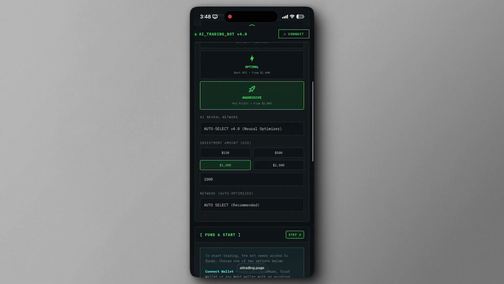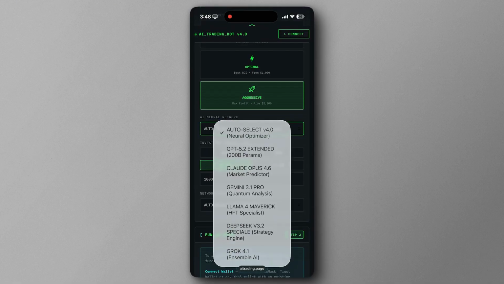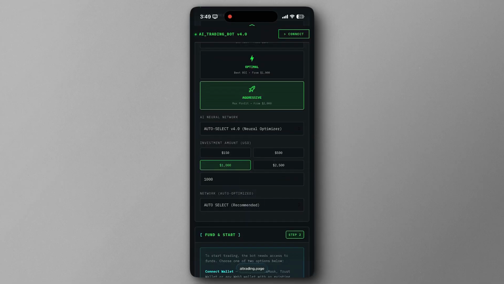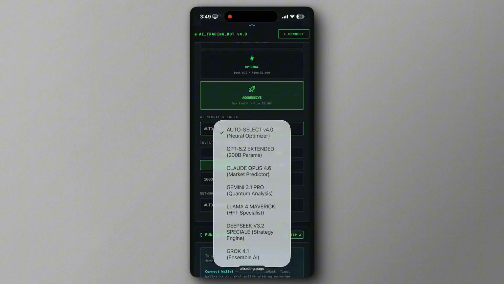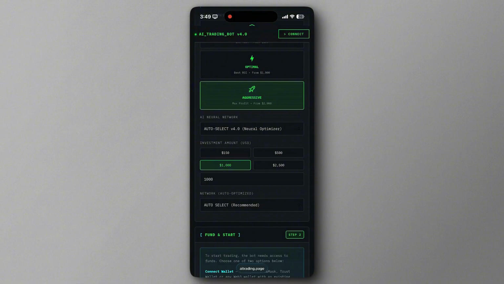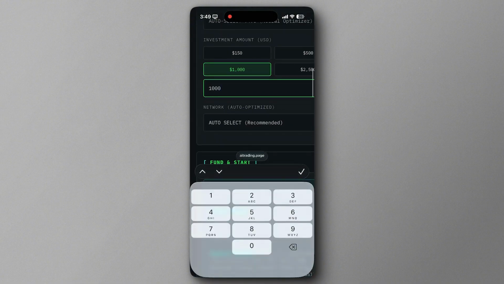Next is neural network. This is model assignment, which AI is actually doing the work underneath. Each model is built around a different market structure. Some are calibrated for high volatility, fast-moving conditions. Others are designed specifically for tighter, slower price action, where the edges are smaller and consistency matters more. No strong conviction on where conditions are sitting right now, so auto select handles that. That's the default starting point here. Capital amount after that, whatever makes sense for the session, nothing to overthink there.